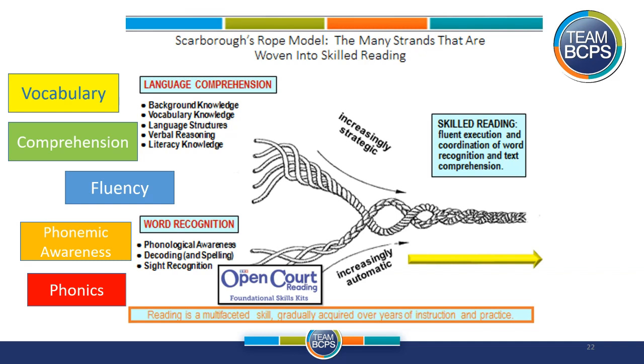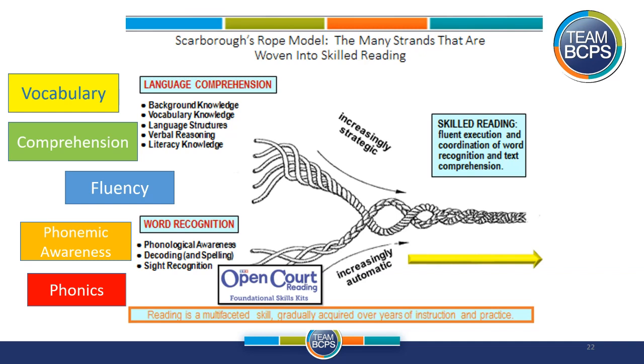So for example, the contract we just talked about is a very specific intervention product in Tier 2 that really only addresses 2 of these strands. So if you have a reader that has a particular difficulty in a very specific strand, we can use that intervention to provide targeted responsive instruction.